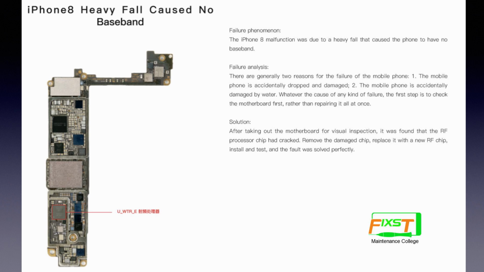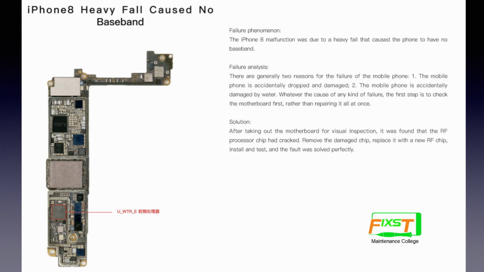There are generally two reasons for the failure of the mobile phone. First, the mobile phone is accidentally dropped and damaged, and the second is the mobile phone is accidentally damaged by water. Whatever the kind of failure, the first step we need to check the motherboard first, rather than repairing it all at once.